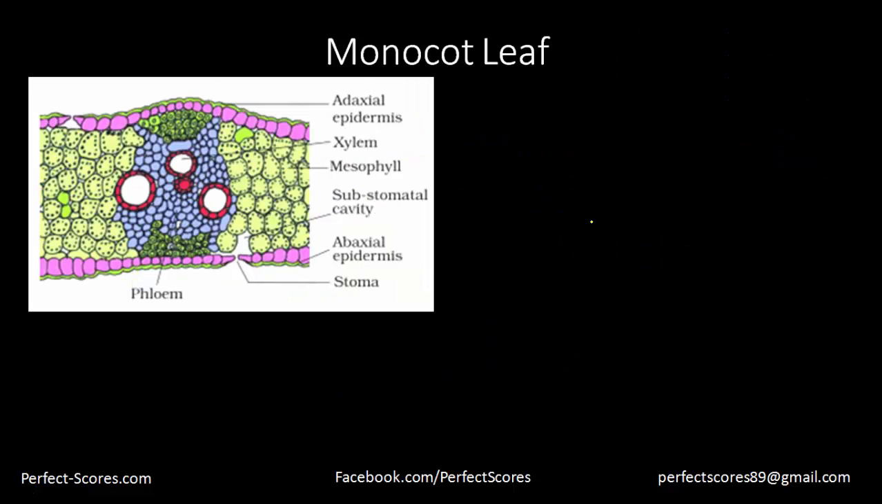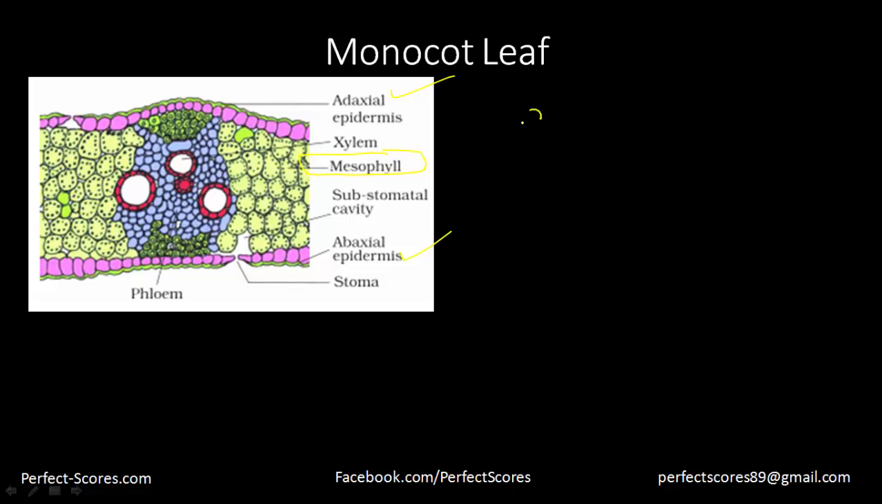The next you need to know is about the monocot leaf, and that is an isobilateral section. As you can see, the adaxial and the abaxial epidermis, both of these have the stomata. So that is one difference. One thing that is different from a dicot leaf: stomata are present on both. And another thing is mesophyll is not differentiated into palisade and spongy. There's only one kind of mesophyll.